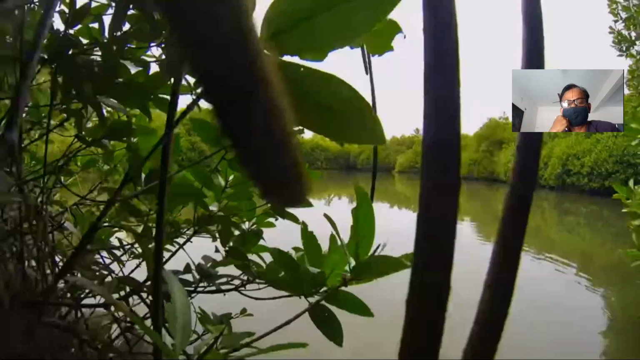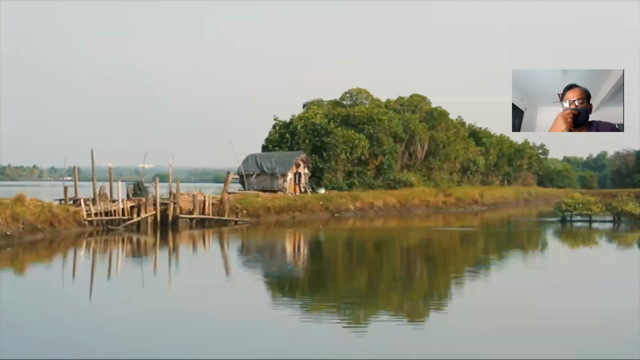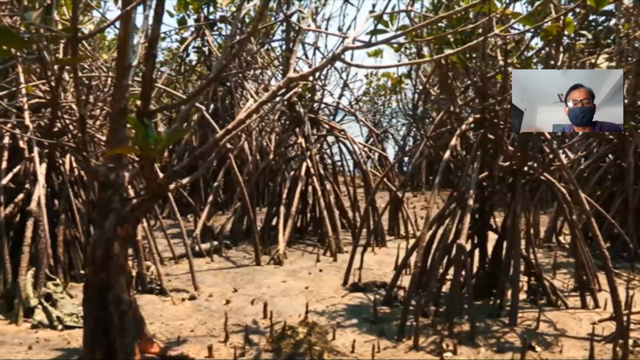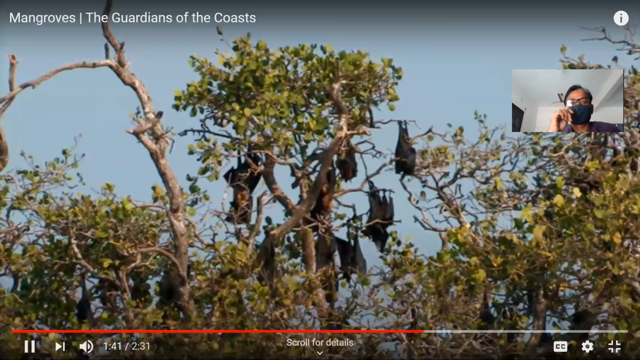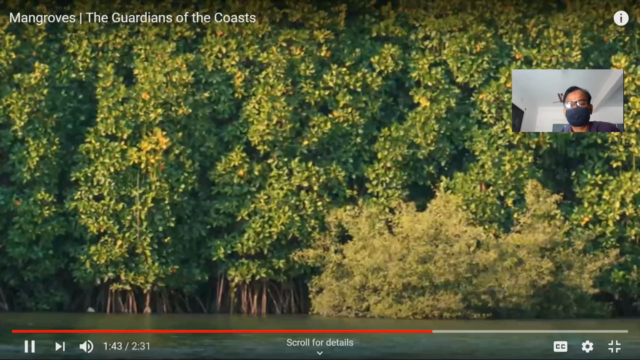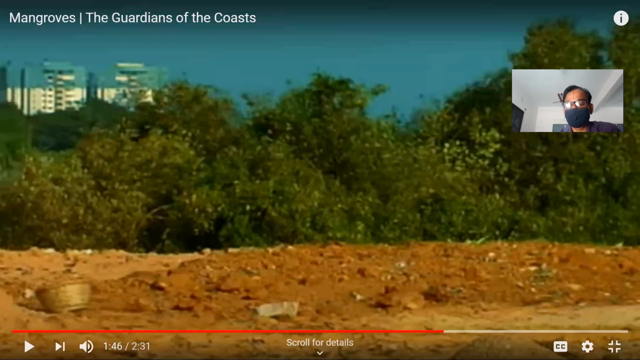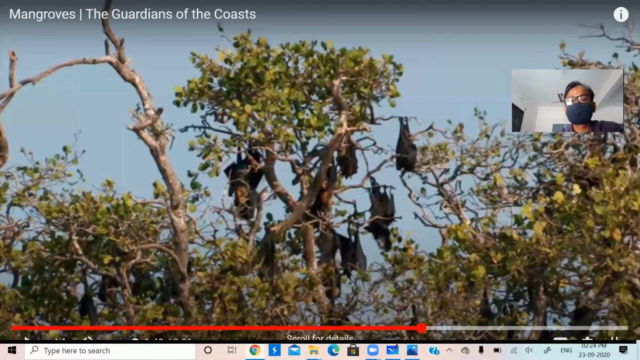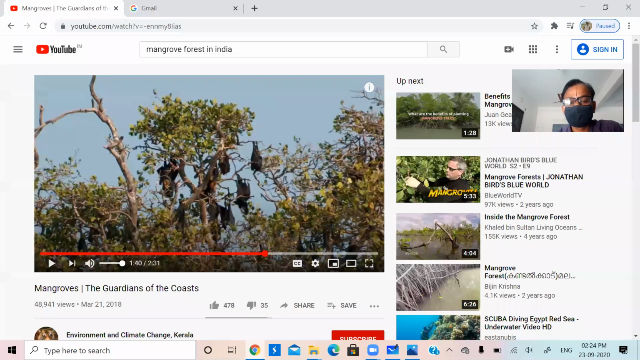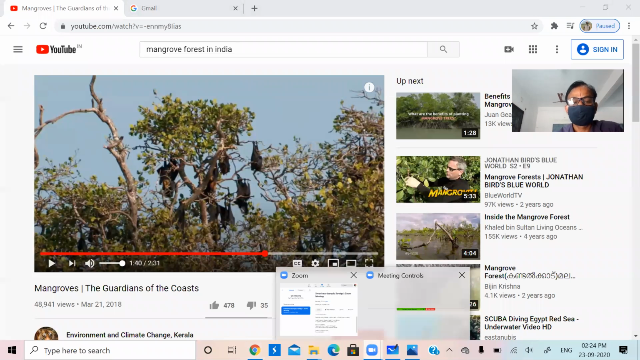So these are the mangroves which are growing in marshy soils and they are sending out the aerial roots. See here, all these are the aerial roots which are coming out from the marshy soil. So this is about the mangroves, and how the respiration takes place in these mangroves.